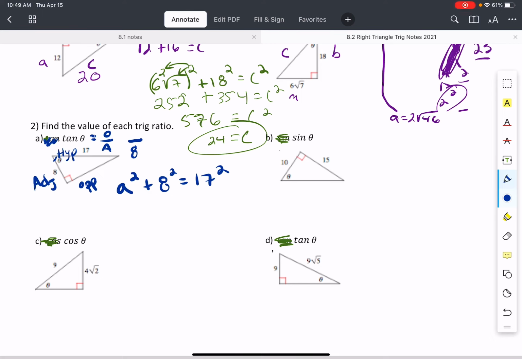You should get 15 for the missing side if you did it right, okay? But our answer is not 15. Our answer is not 15 because the question didn't want the missing side, right? The question wanted the tan, the fraction. So 15 over 8 is the answer.